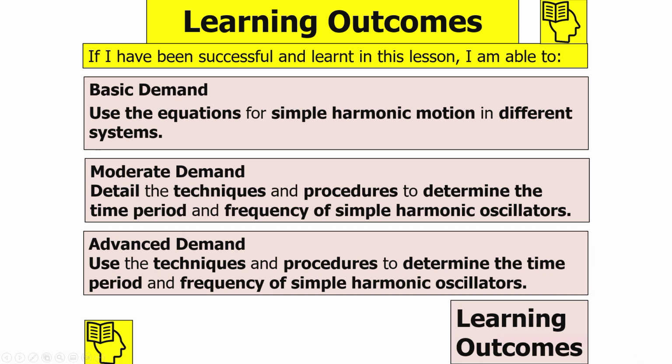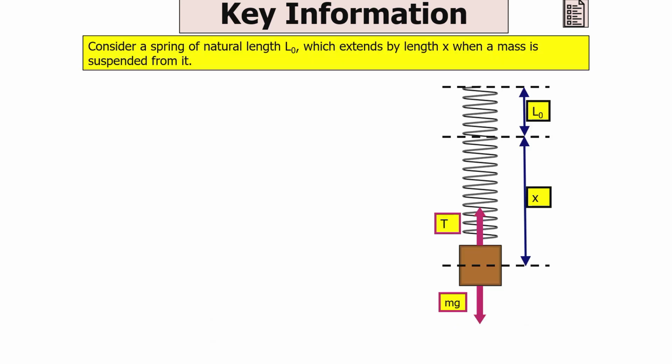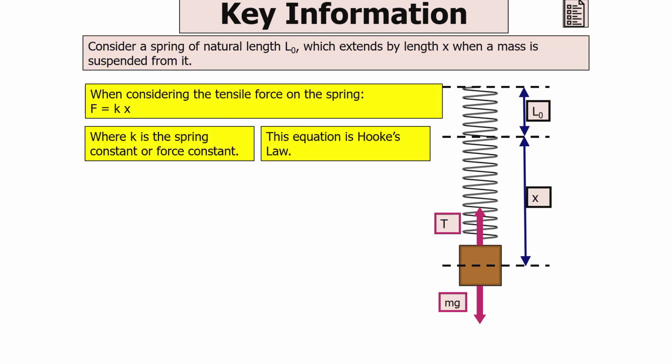So we are now going to apply our understanding of simple harmonic motion to two different systems, both of which have simple harmonic oscillators. These are the simple pendulum and the mass spring system. So if we consider a spring of natural length L0, which extends by a length x when a mass is suspended from it, when considering the tensile force on the spring, we can say F equals kx, where k is our spring constant or force constant, and this equation is Hooke's law.